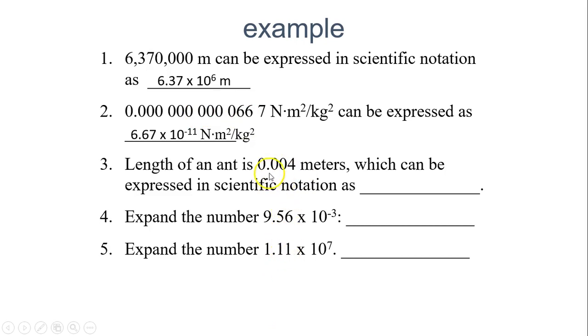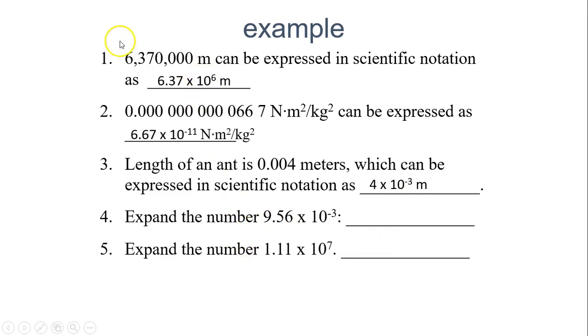Another example, you move the decimal point to the right 3 times because the first number should be 4. So your power should be negative 3. 4 times 10 to the negative 3.